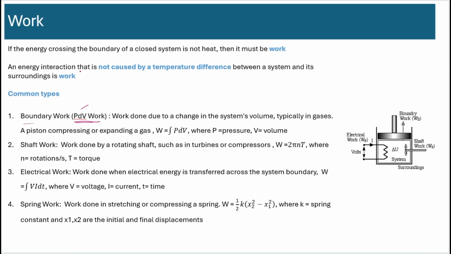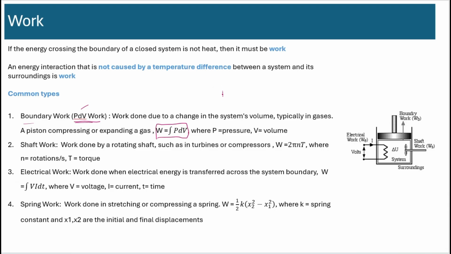So what you need to know here is in a closed system, if the boundary is moving and the volume is changing, then there is work done on the system because there's something moving. So the boundary is moving, so there is some work done on the system, and it's typically calculated by using this equation, integral PdV.